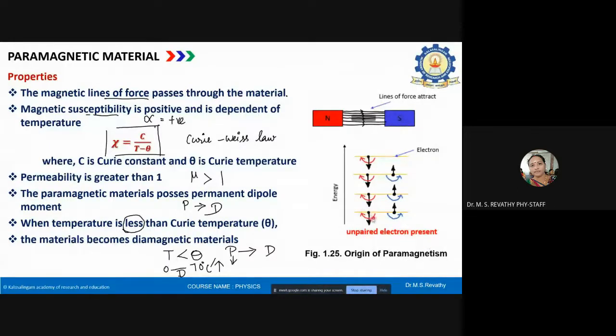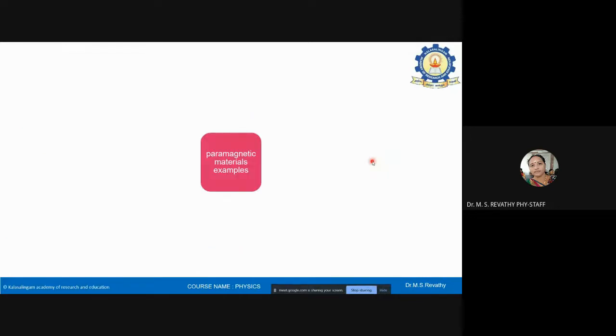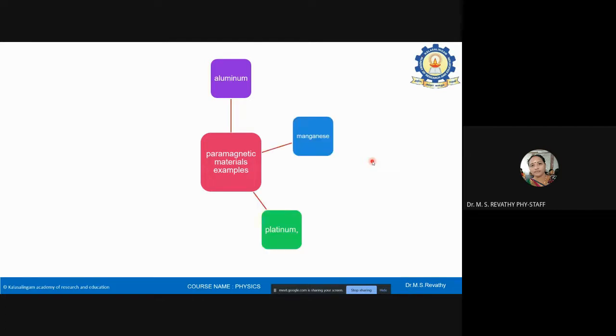Okay, so in each energy level, you can see the pairing of the electrons. In the last energy level alone, you have some unpaired electrons. Now let us see the examples of paramagnetic material. The very first examples are aluminium, manganese, platinum, crown glass.